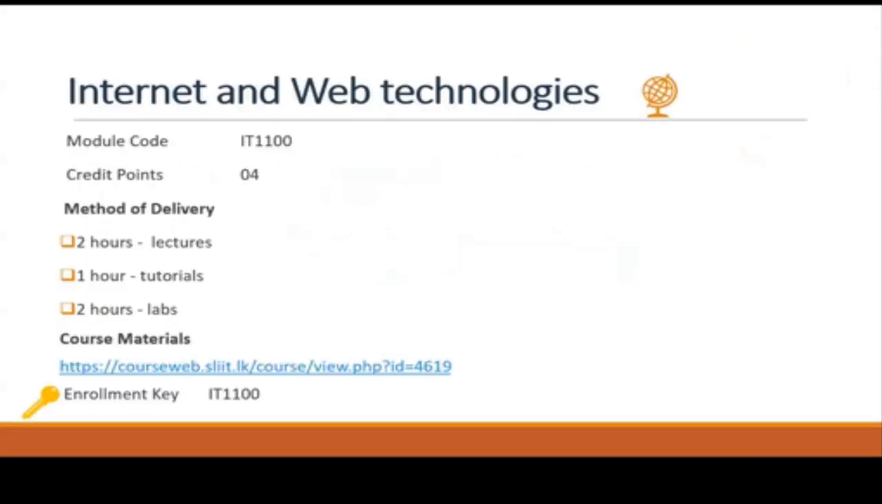So module code, I think you are familiar with it, IT1100. This Internet and Web Technologies subject comes under the IT department, so that's why the module code starts with IT. It carries 4 credits. Method of delivery: we have a 2-hour lecture per week, a 1-hour tutorial session, and 2 hours of lab sessions.